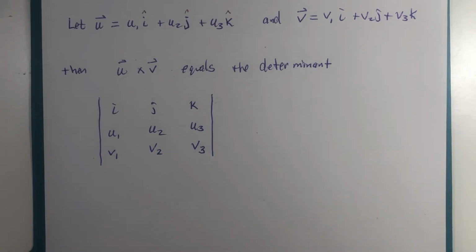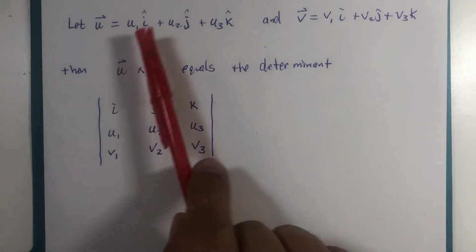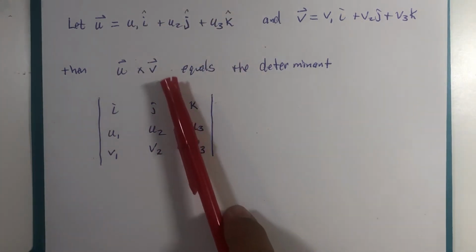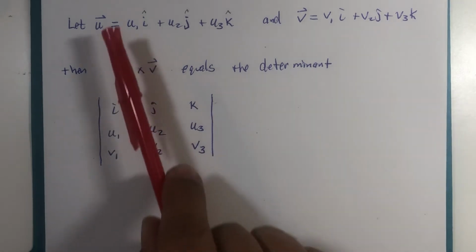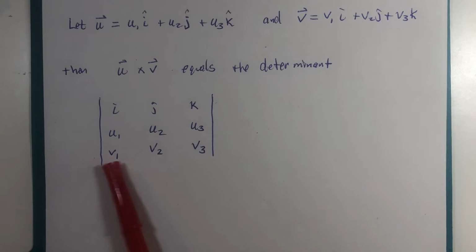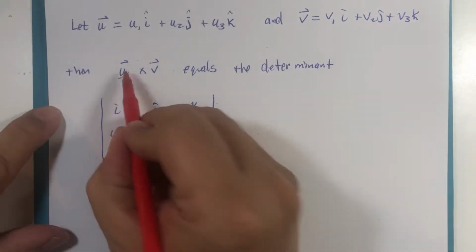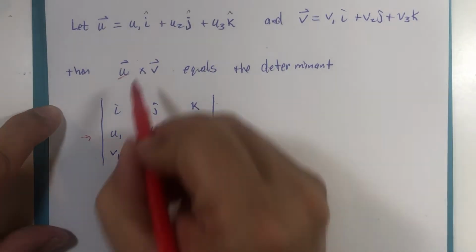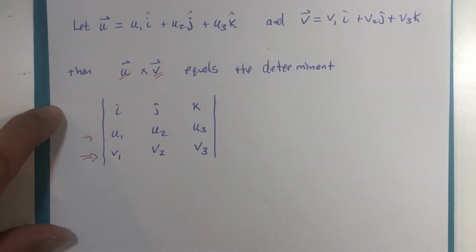So this matrix has 3 rows and 3 columns. It has the symbols i, j, and k from a 3-component vector. And it has the individual components of the first vector in this middle row and the second vector in this last row. And that order is significant. So this is the first vector, its components are here. And this is the second vector, its components are there.